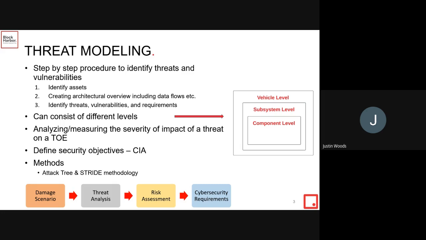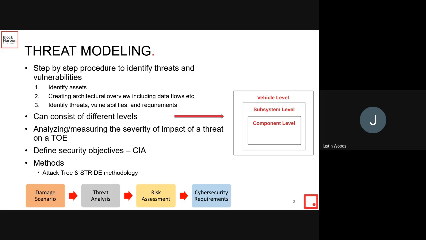So first, you're going to look at the damage scenario. So what could happen? So the worst case for that vehicle level being possibly an accident. And then the threat analysis of, okay, what kind of attacks and threats might be out there that could cause that.